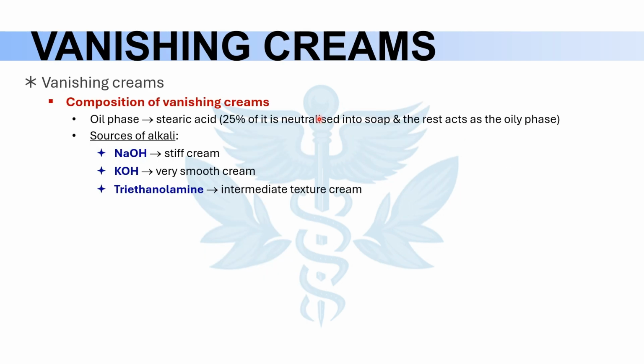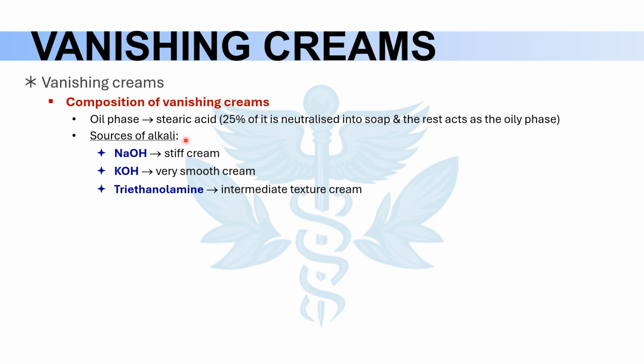Okay, we're going to talk more about the composition of vanishing creams. As we have already established, vanishing creams are emulsions, and hence they are composed of an alkali and a fatty acid. The fatty acid in this case is stearic acid, of which only 25% is neutralized by the alkali, and the rest acts as the oily phase of the emulsion.